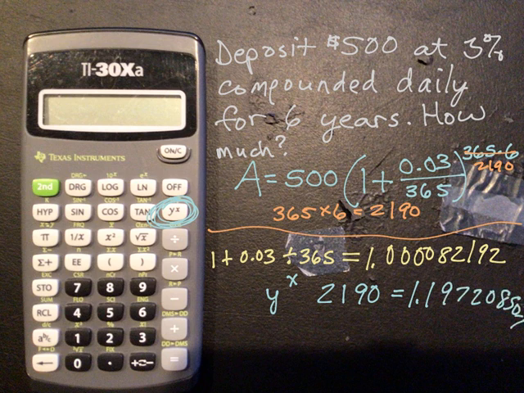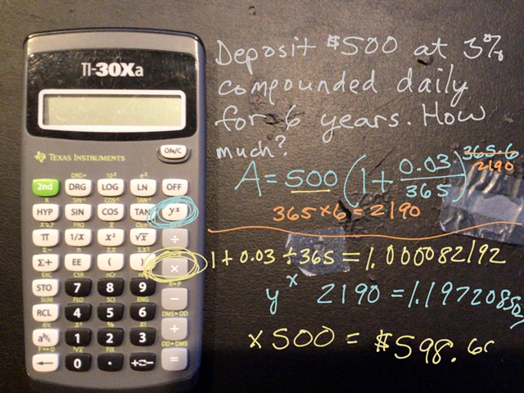1.197208507. And then I hit times 500. So use that times sign. 500 is the number out front. And that gives me my answer of $598.60. So $598.60 is my final answer.